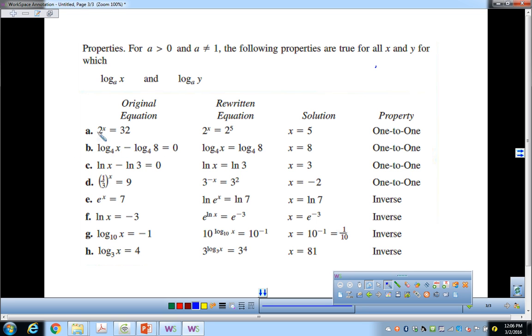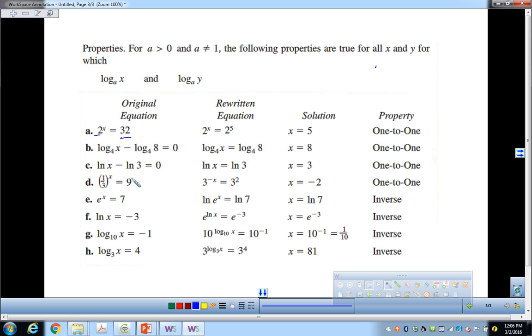So if 2 to the x equals 32, you want to rewrite these with the same base. So if I rewrite 32 as 2 to the 5th, that must mean that x equals 5, right? Understand that? Questions? No? This is in your book. If I know that log base 4 of x minus log base 4 of 8 equals 0, I can bring this over onto the other side, and therefore if these are both log base 4, that must mean that x is equal to 8. Same idea here, okay?